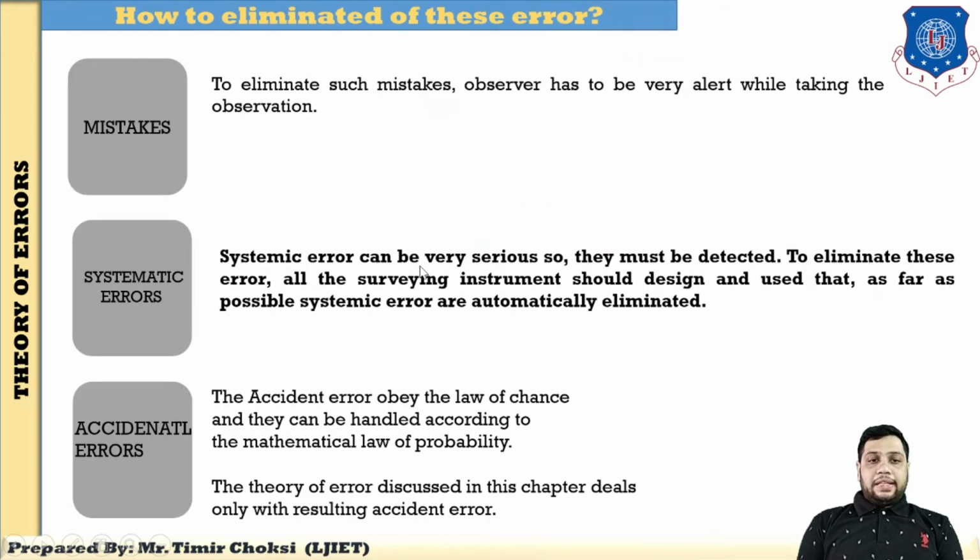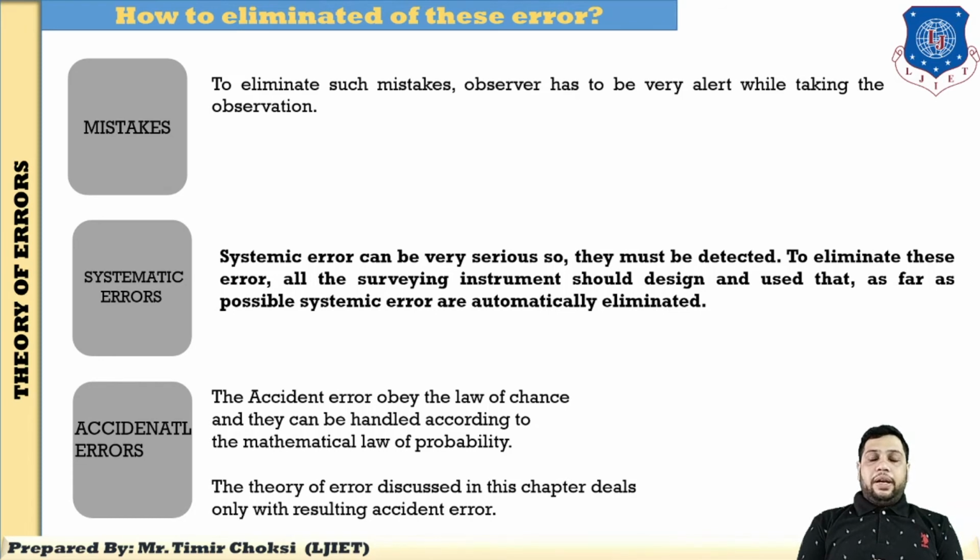Now next, how to eliminate these errors? First, the mistake or gross error. This type of error is eliminated because the observer has to be very alert while taking the field measurement or observation. So this type of error is eliminated.